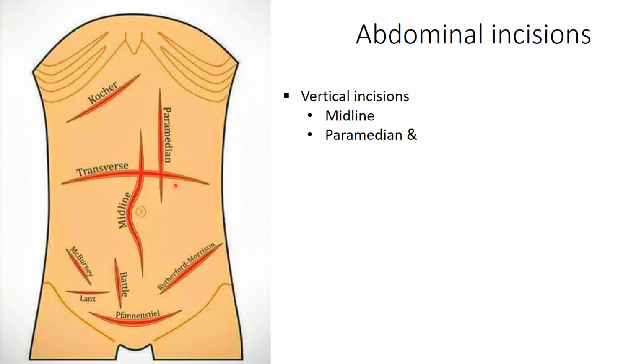Second is the paramedian incision. Paramedian incision is generally done usually 3 to 5 centimeters to the side of the midline to generally access the laterally placed organs. Advantages are: the closure is often more secure than that of the median incision and it provides access to the lateral organs.